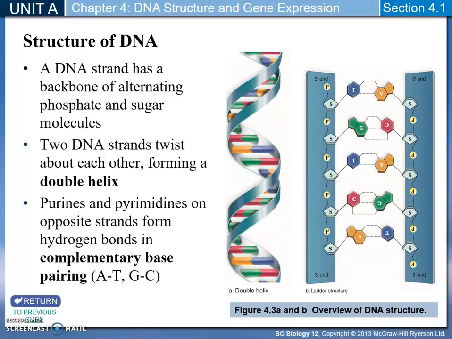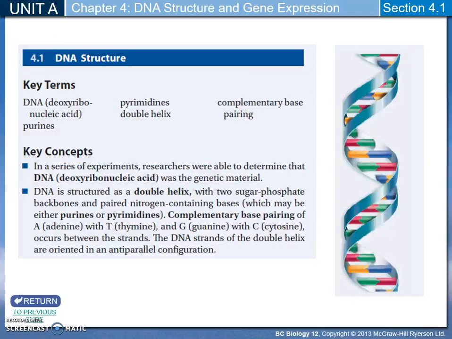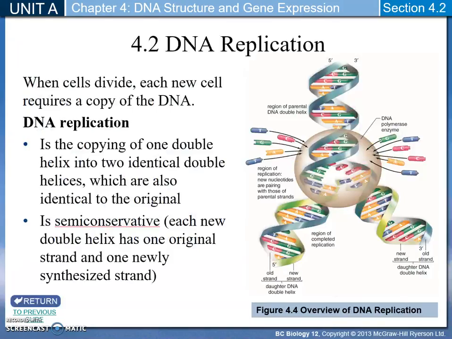And also a DNA strand has a backbone of alternating phosphate and sugar molecules. We have 2 DNA strands that twist about each other, forming a double helix, which we've looked at before. And then you have the complementary base pairing of adenine with thymine, and guanine with cytosine. So those were some of the main experiments that led to the determination of DNA being the hereditary material. And they're summarized here for you with the key terms and the key concepts.